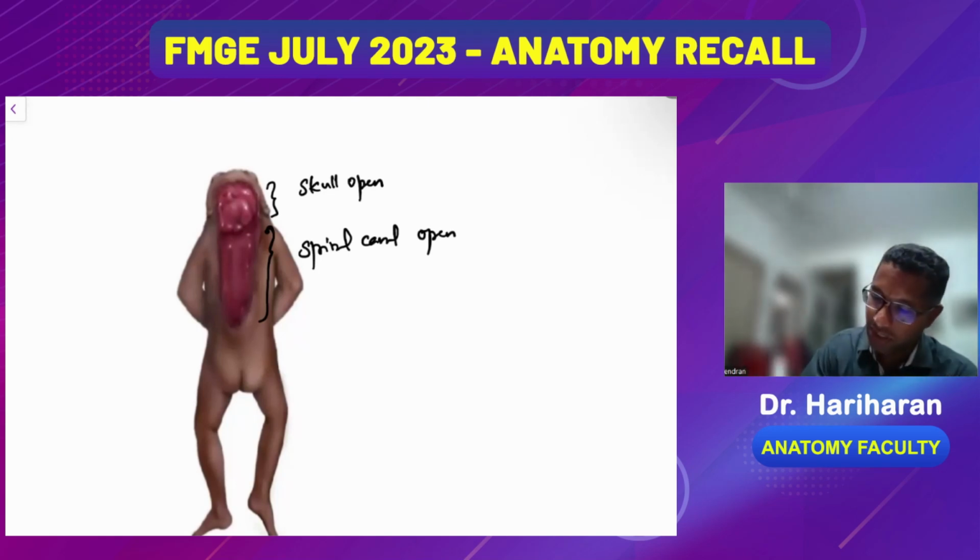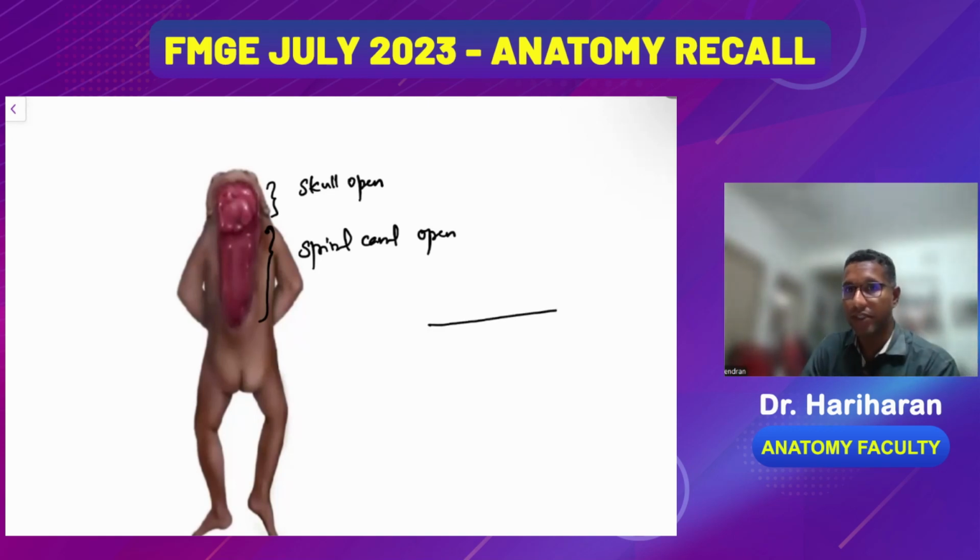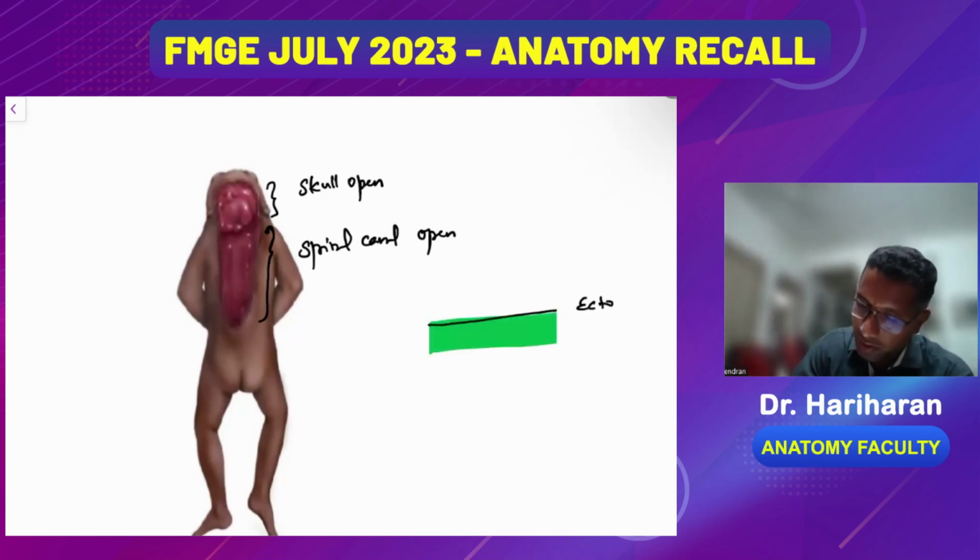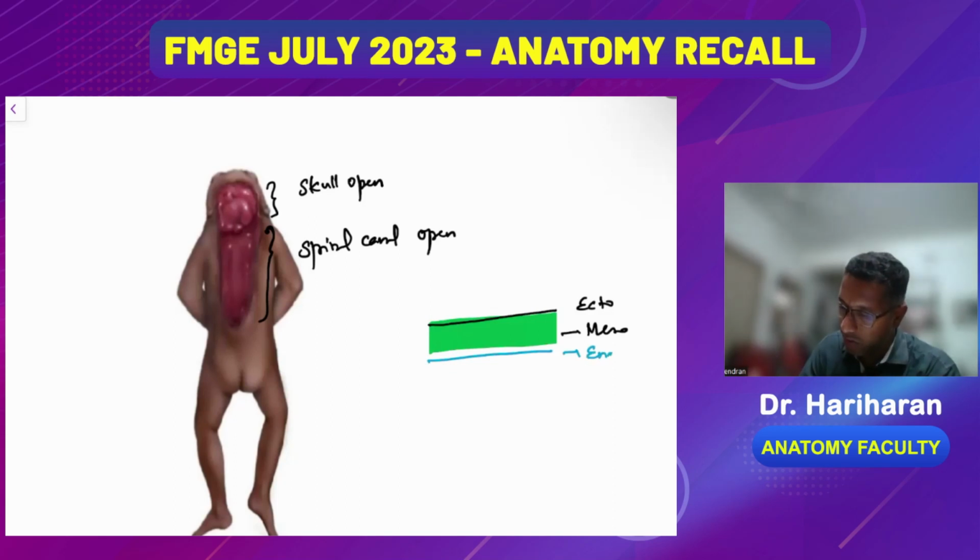Normally there are 3 layers in the germ disc. One is called the ectoderm, the next one is called the mesoderm, and the next layer is called the endoderm. The outermost layer is called the ectoderm.